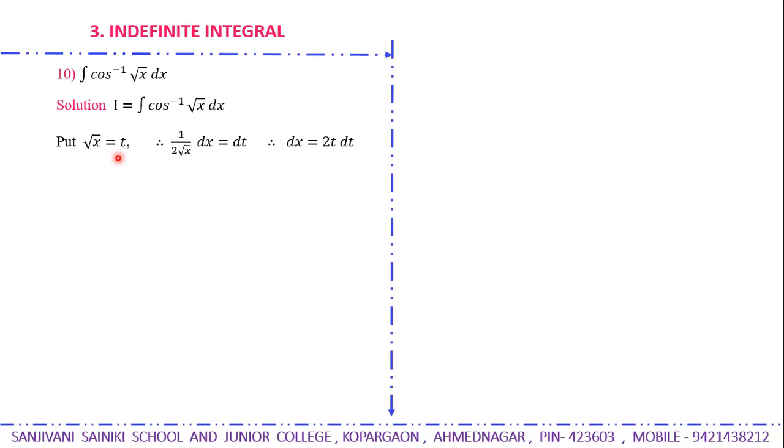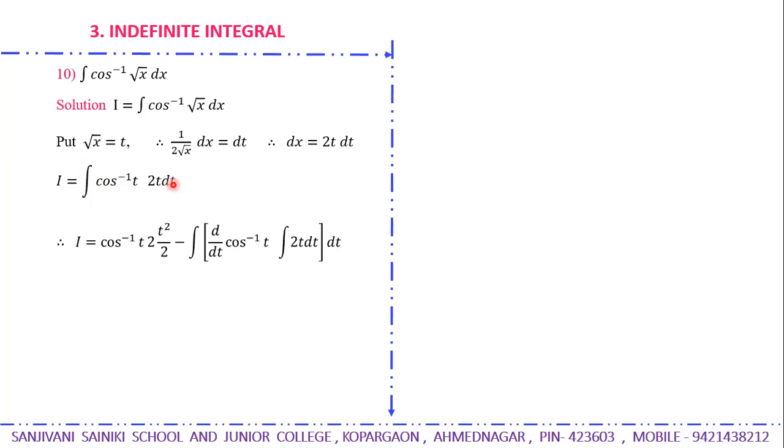But root x is nothing but t. So I get 2t dt. Replace. So the given integral becomes integration of cos inverse of t into 2t dt. So it is already in the form of the LIAT rule. So first function as it is, integration of the second function. The integration of 2t is 2t square upon 2. Then derivative of the first function into integration of the second function.